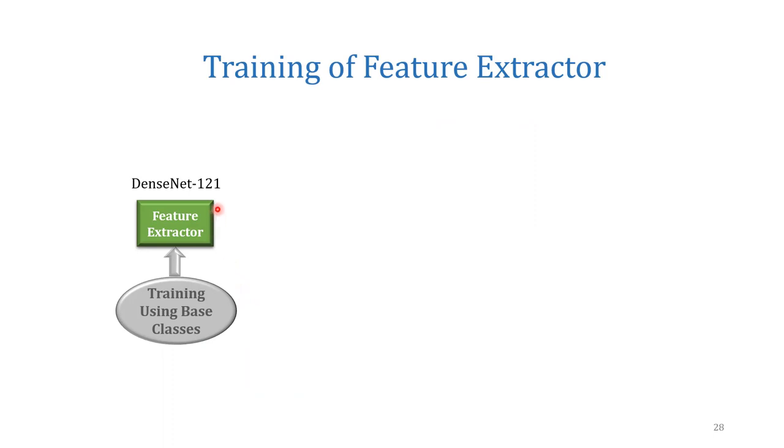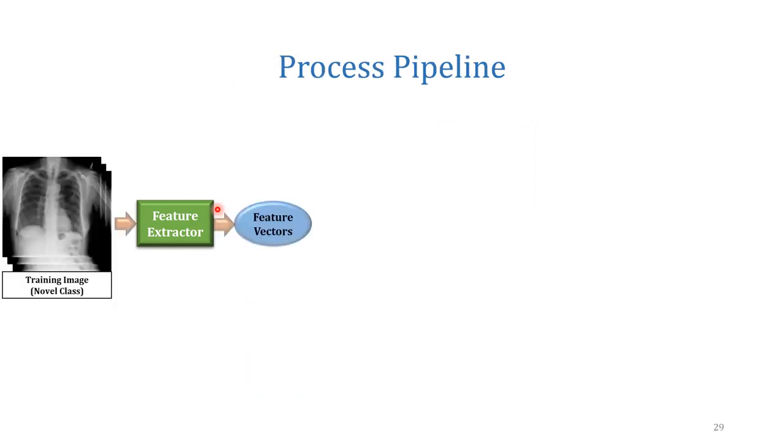The feature extractor in our problem is designed using a DenseNet-121 model, and that is trained using only the base classes. Once the feature extractor is trained, we can apply the chest X-ray images of the novel classes to it, and it will give us feature vectors. But here is a point to remember. Since this feature extractor is trained using the images of the base classes, when we apply the images of the novel classes, the extracted feature vectors might be noisy, because the feature extractor does not have any information about the novel classes. So these feature vectors might be noisy, and some dimensions might be redundant.